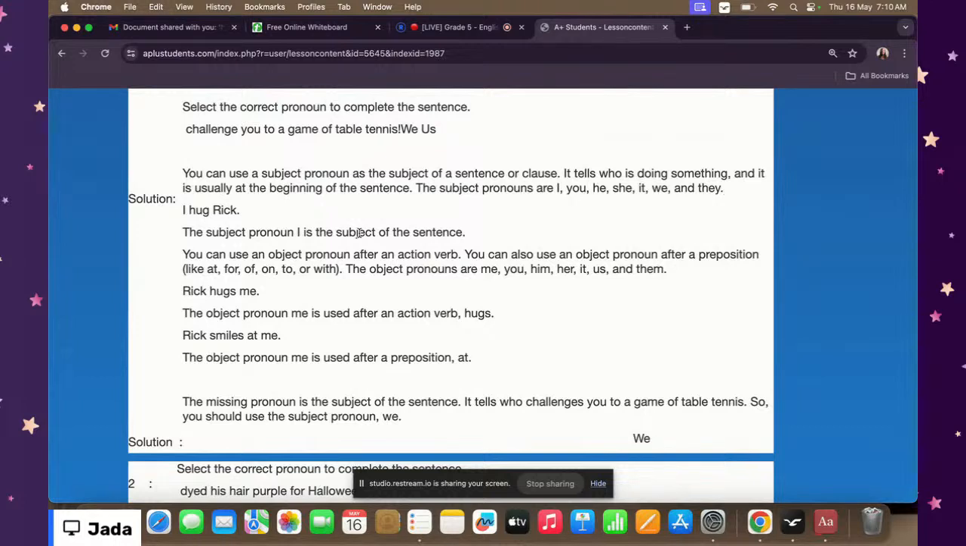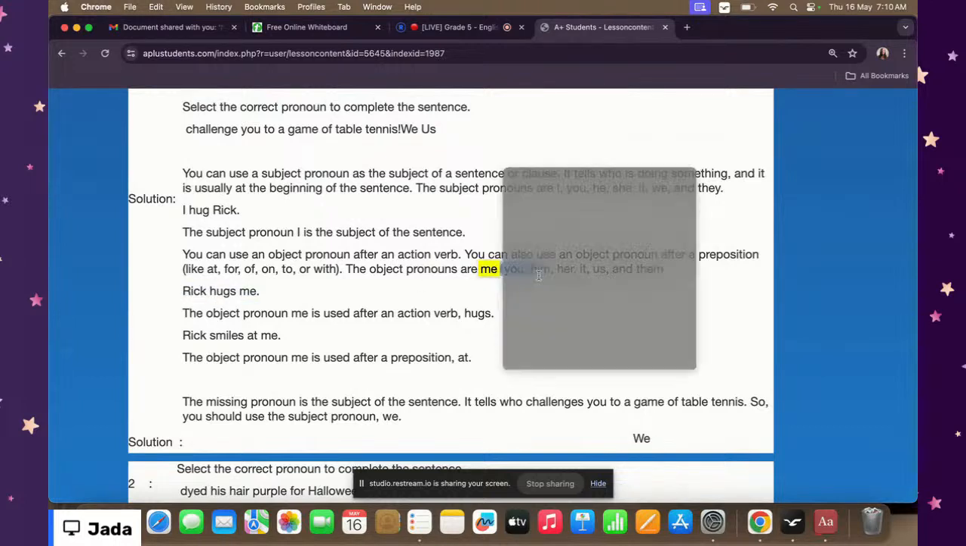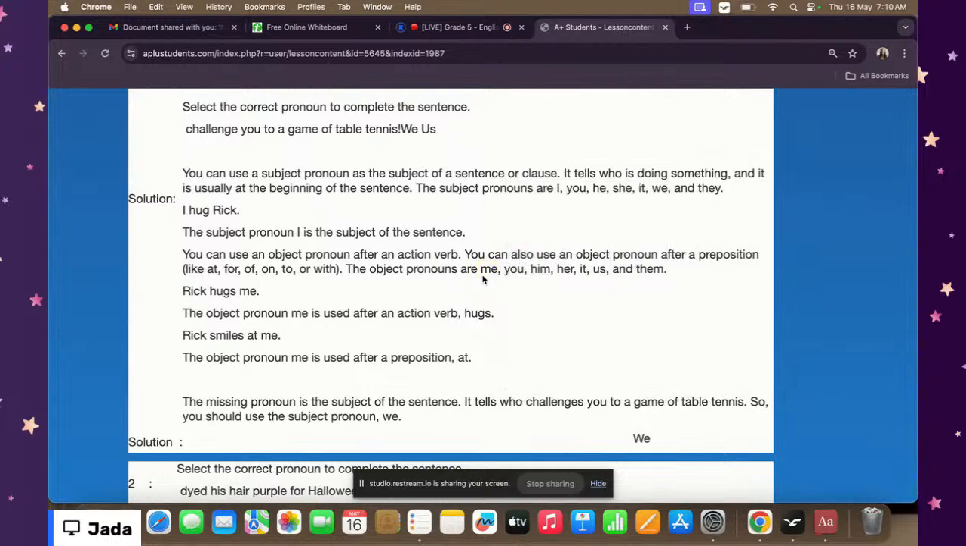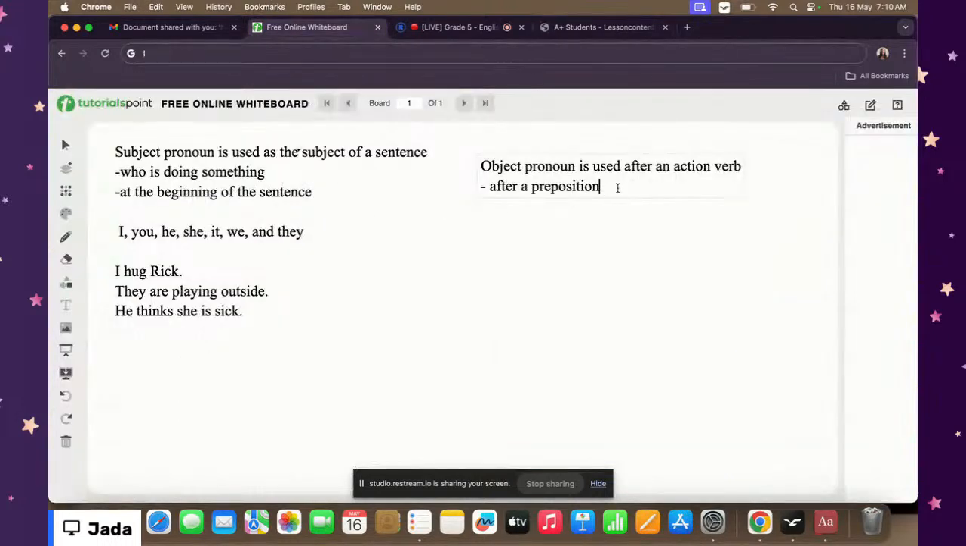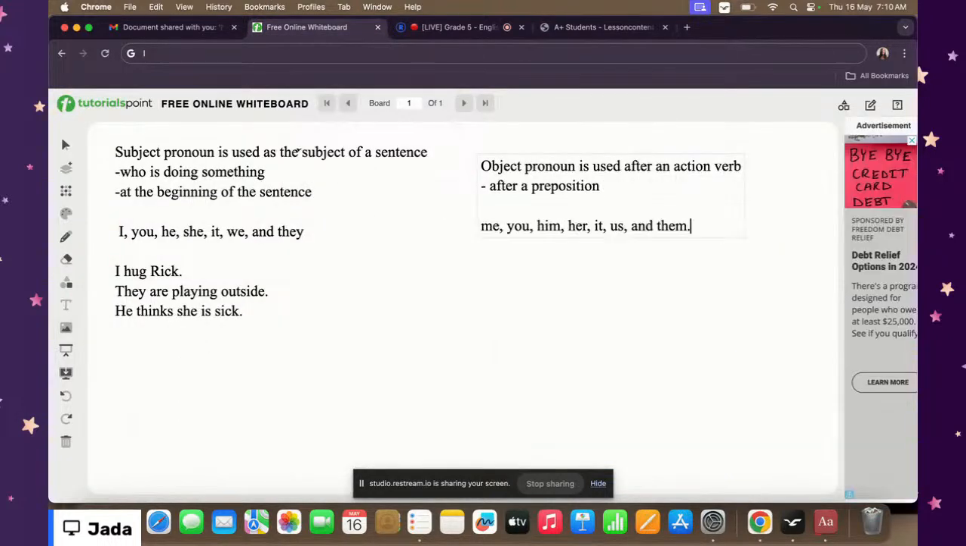Now the object pronouns are me, you, him, her, it, us, and them. Okay, so these are the object pronouns, examples of all the object pronouns. All these are object pronoun.